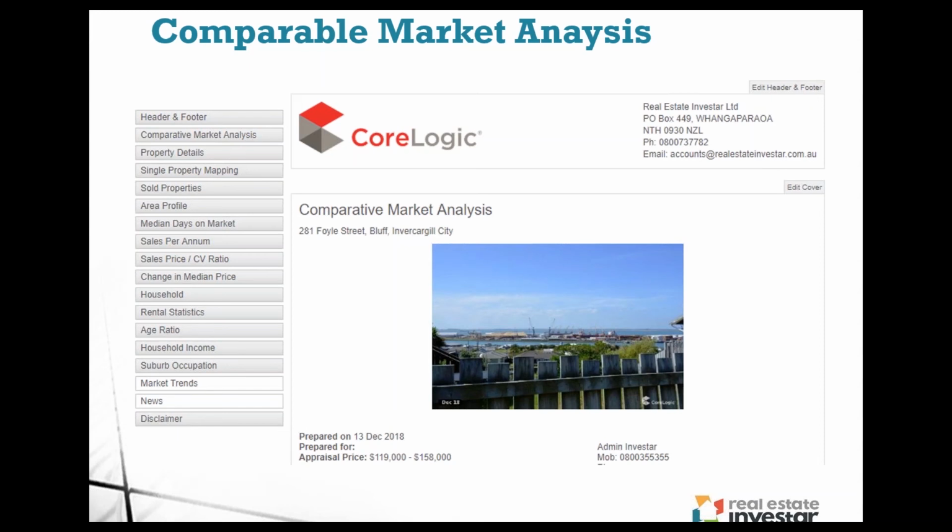You can see here, you're looking at the appraisal price there of 119 to 158. Remember, that is a desktop valuation at the bottom, like we talked about before. Features matter. Now, as you can see, this has harbour views. So those features make it different to, say, a property on the other side of the hill where you can't see the water. All these things can't be taken into a desktop valuation.